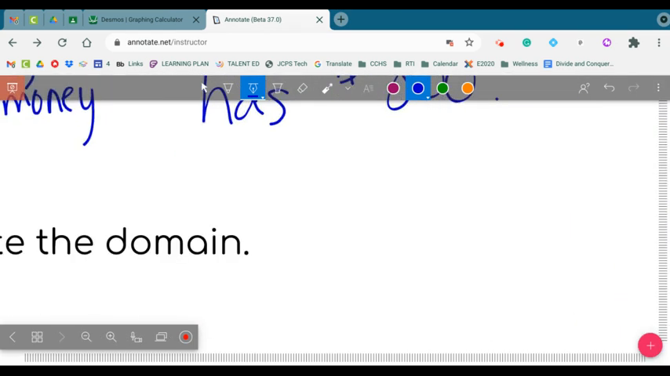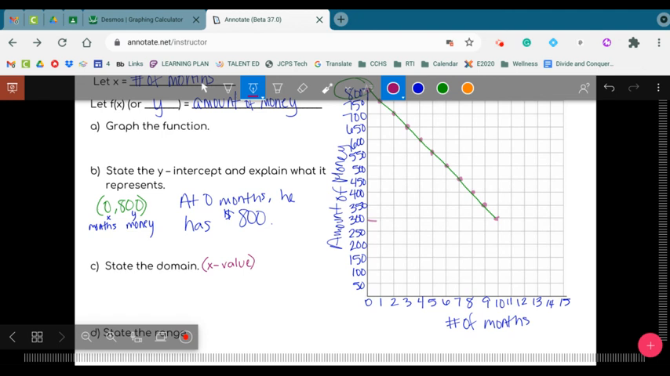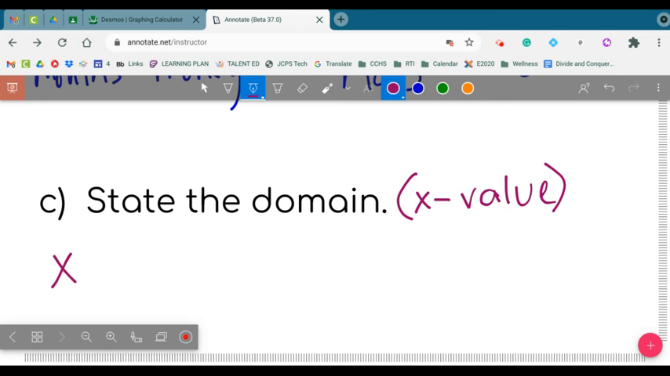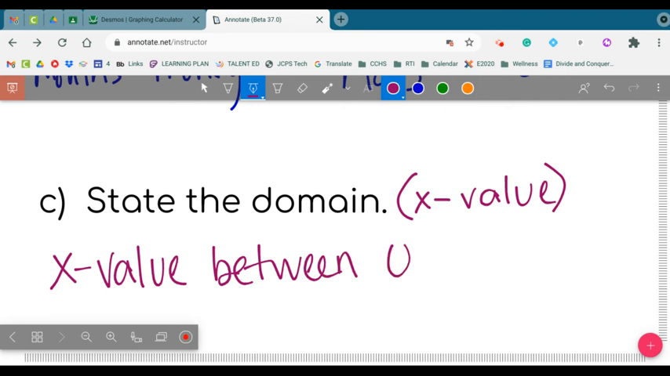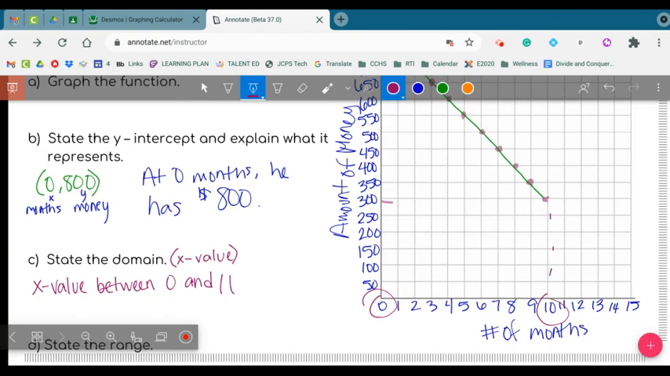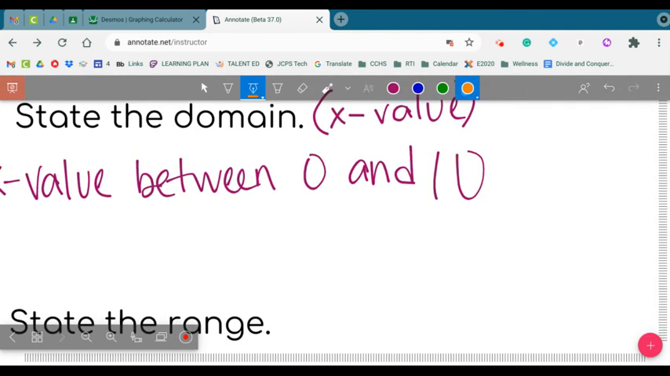Next is our domain. If you guys remember, our domain are our x values. So what x values does this line fall in between? It looks like it starts at 0 and it stops right at 10. So you can say x values between 0 and 10. Or you can write it with the inequality sign. So you have 0 is less than or equal to x, which is less than or equal to 10.